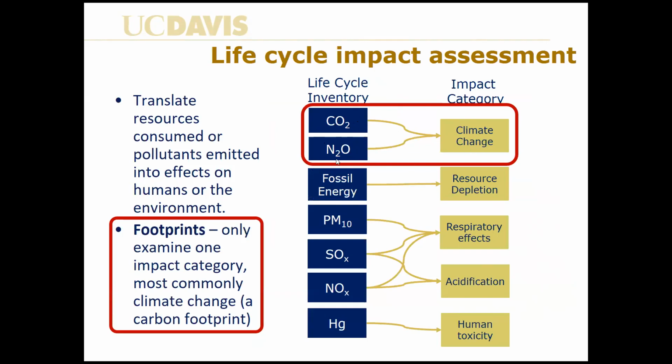The reason I chose to highlight these is I also want to point out that life cycle assessment asks us to consider many impact categories. But what we find in the literature is that many studies that are life cycle based are actually footprints. Footprints only examine one impact category, the most common of which is climate change. These are referred to as carbon footprints. These footprints are useful, but they don't tell us the same kind of information that life cycle assessment does because they don't tell us about trade-offs across different impact categories. But it's important to know the relationship between what a footprint is and what a life cycle assessment is.